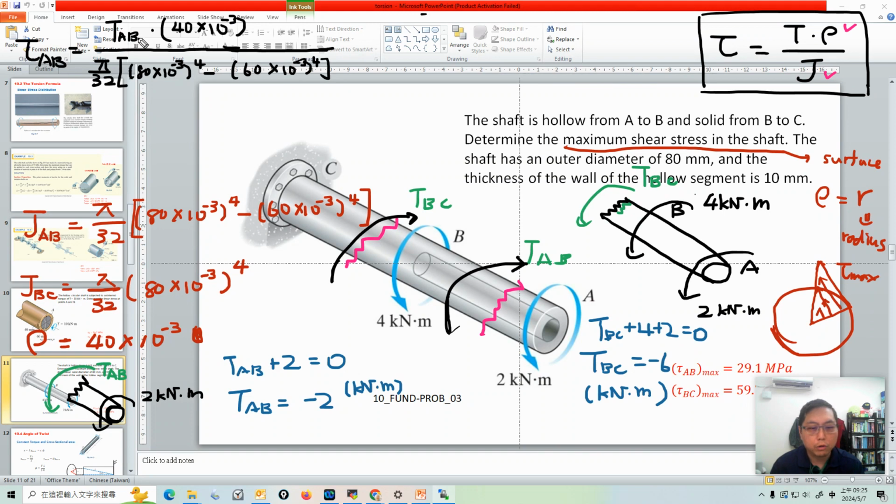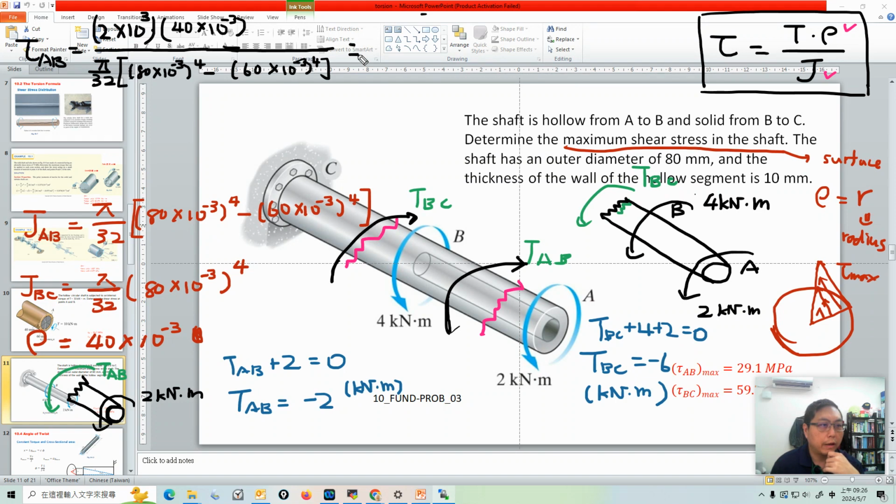So what's our torque at AB? I think he wanted us to calculate the maximum, so actually we don't really need the direction information. The problem only wants us to determine the maximum value, so the direction is not that important. So I just put 2 here. And be careful for the unit, because I want everything in Newtons and meters, so it's 2 times 10 to the power 3.